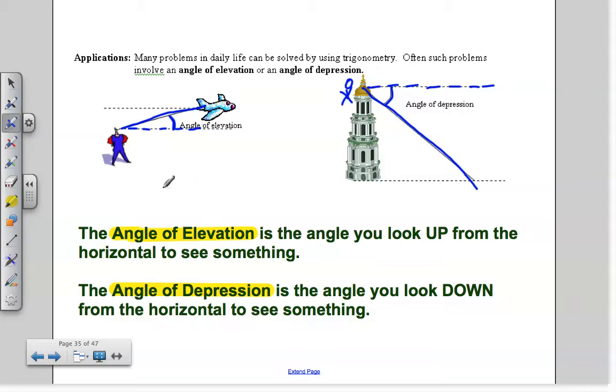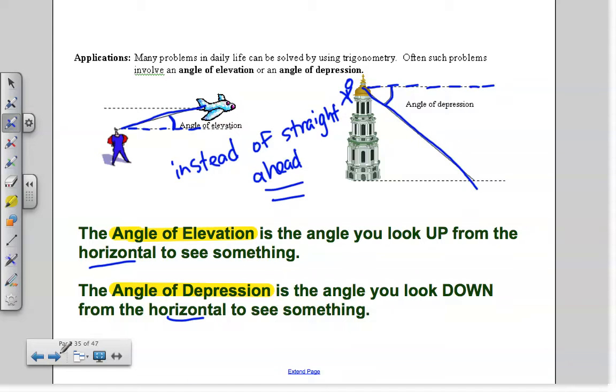So think of it as always from straight ahead. Instead of looking straight ahead, you might be at an angle of elevation because you're looking up. Or instead of looking straight ahead, you might be looking down to see something. And when you look down, that would be an angle of depression. So it's always instead of straight ahead of you. It's always off the horizontal. Okay?